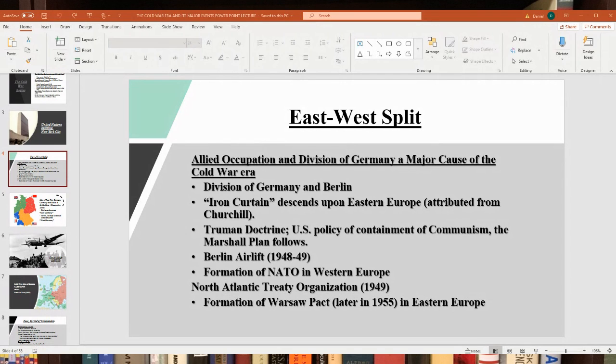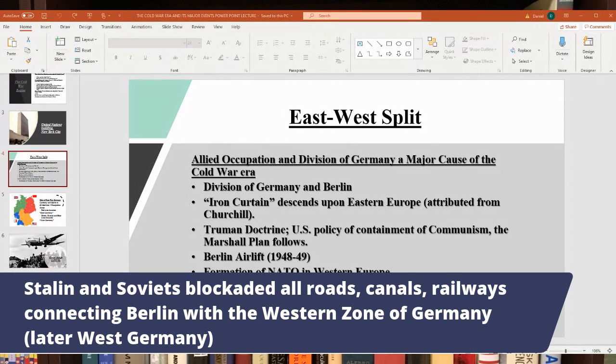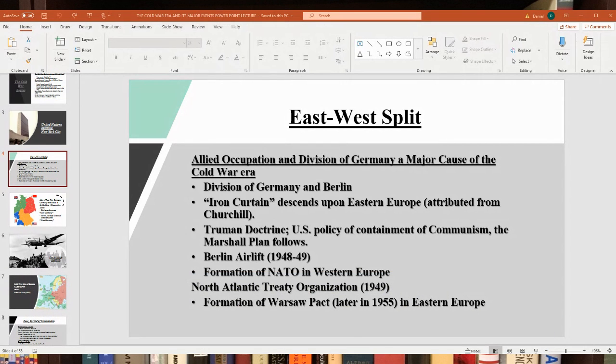And so Stalin basically blockaded everything. He blockaded the roads, all the canals, any kind of waterways. They blockaded the railways, shut the railways down. So if you wanted to leave the western zone of West Berlin to get to West Germany, you couldn't. There was no way out, well, except one way: the air, of course, as you know.